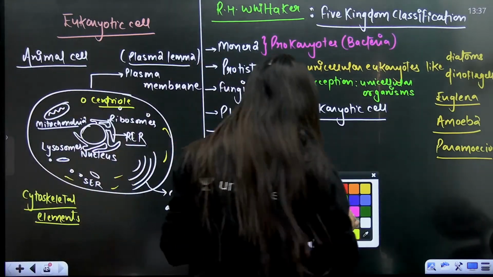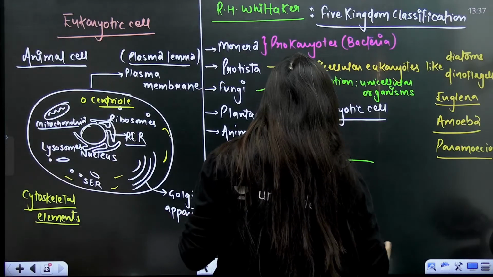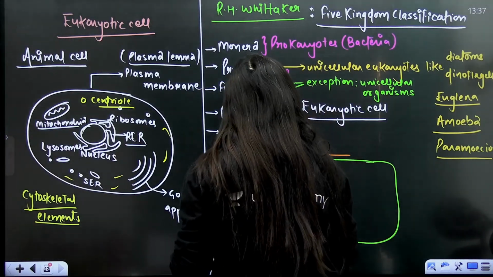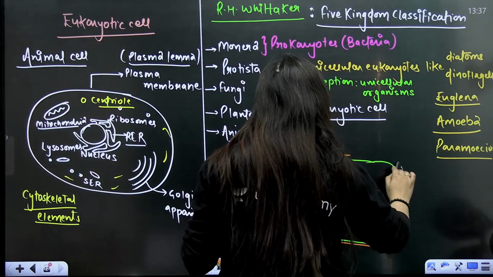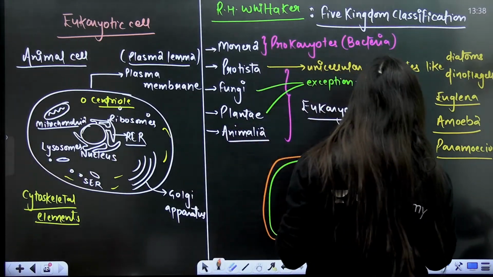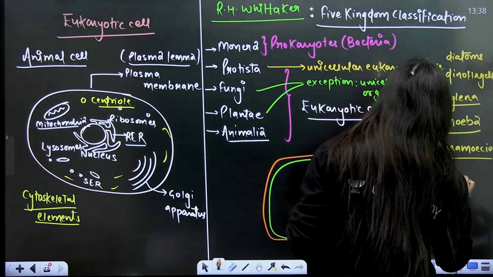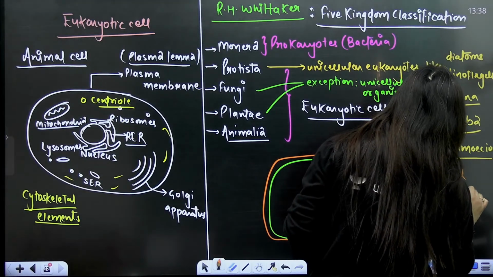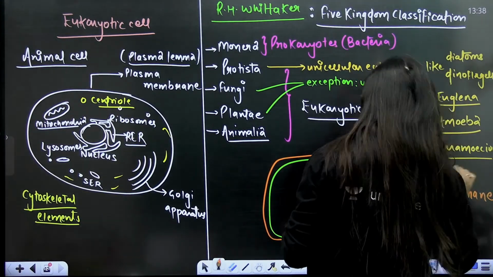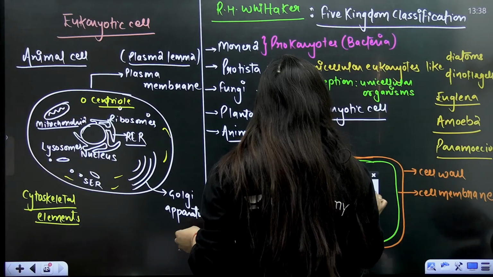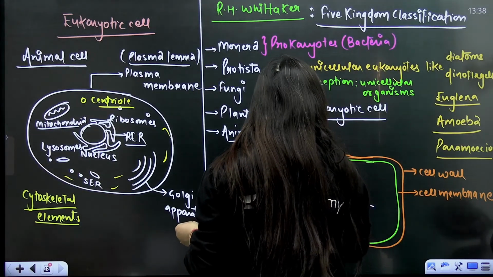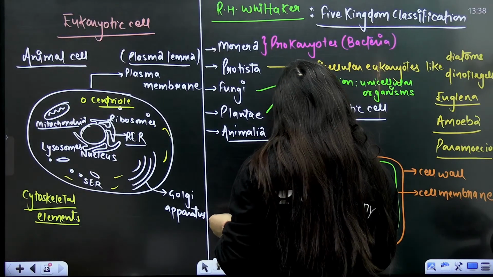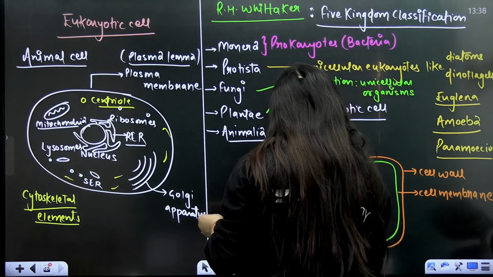On the other hand, when I talk about a plant cell, we will be discussing the cell wall. Even in the fungal cell, we have to discuss the cell wall. It is not just the plasma membrane, the cell wall is also there. Plus, you will see a very large vacuole.